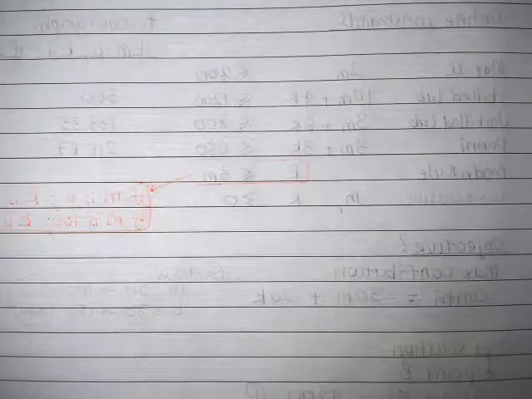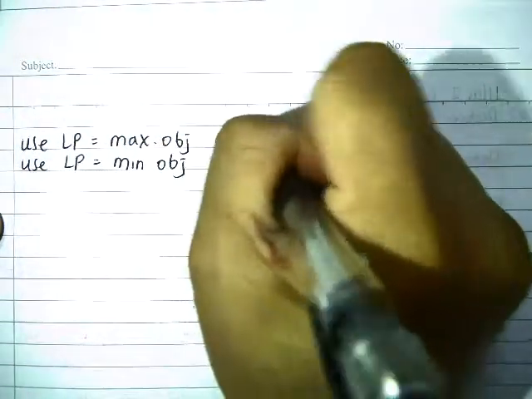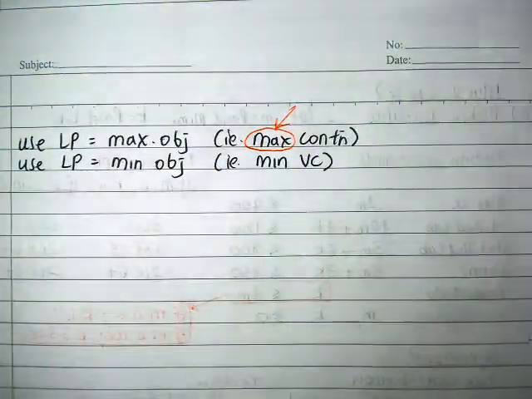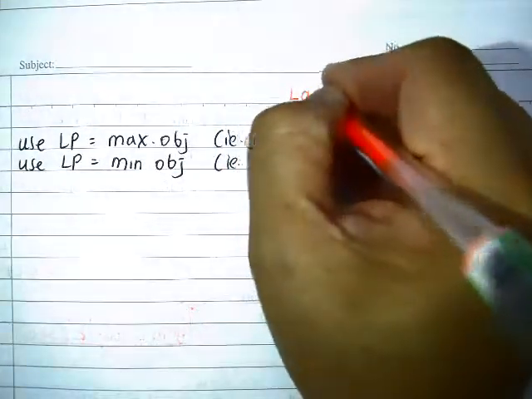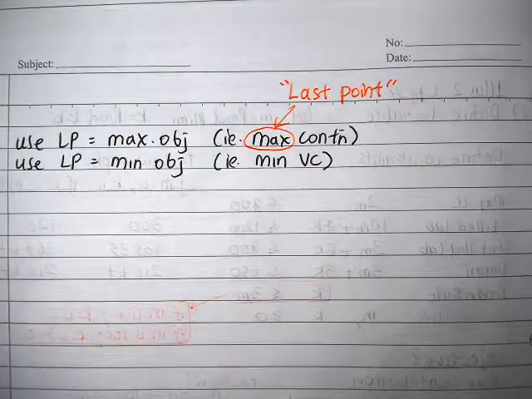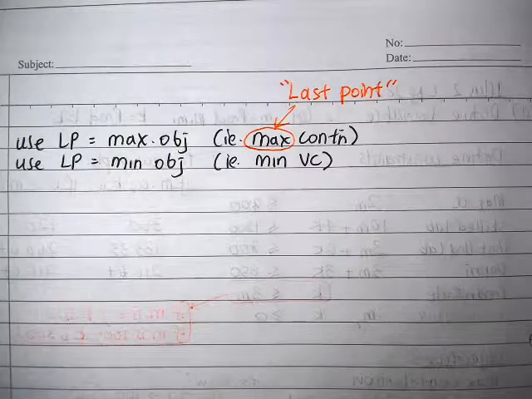Now, this linear programming, we can also use it for a minimization objective. So we can use LP for a maximization objective, which means we maximize contribution. At the same time, we can also use linear programming for a minimization objective, where you want to minimize variable cost. Now, to maximize value, you always take the last point, because the furthest you go, the highest value you can get. That's why to do maximization, you go to the last point.